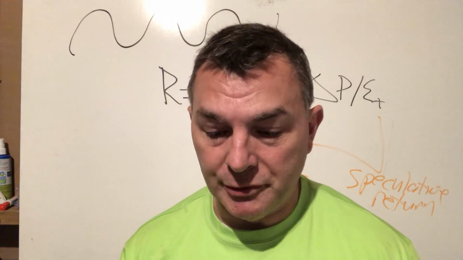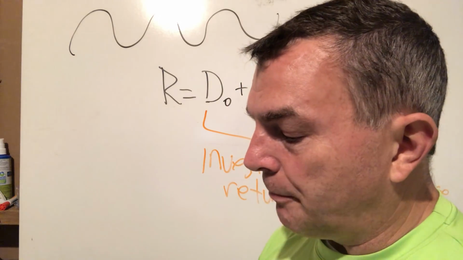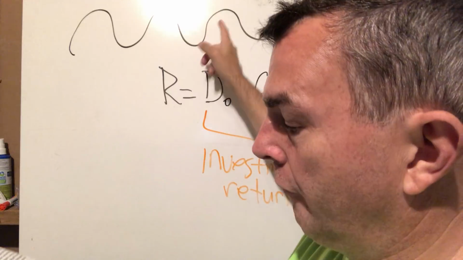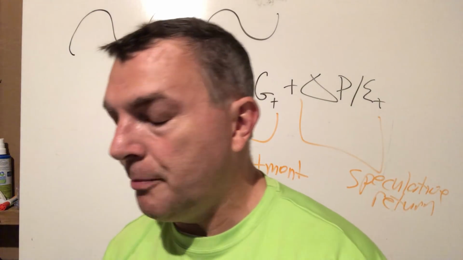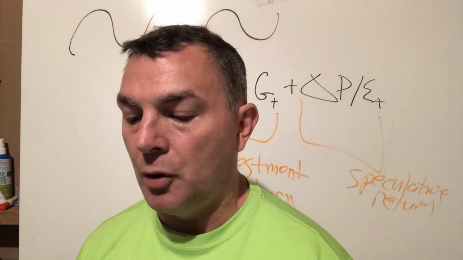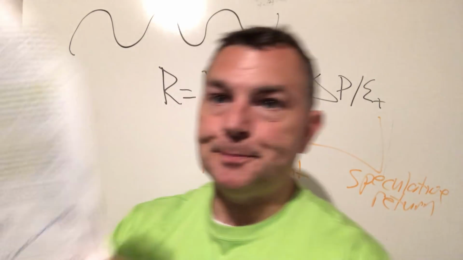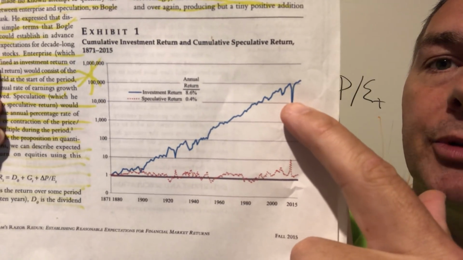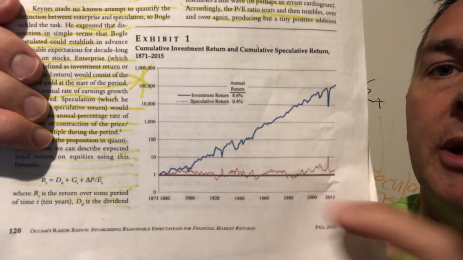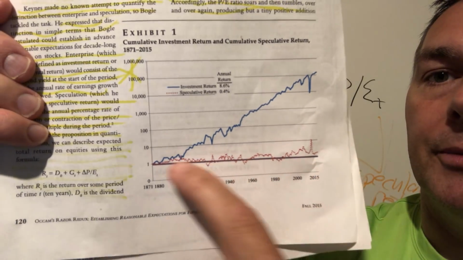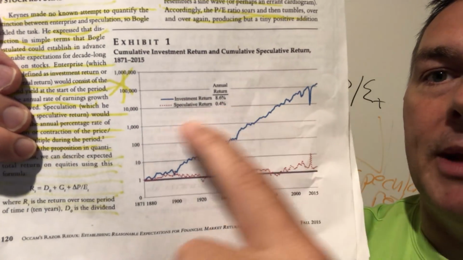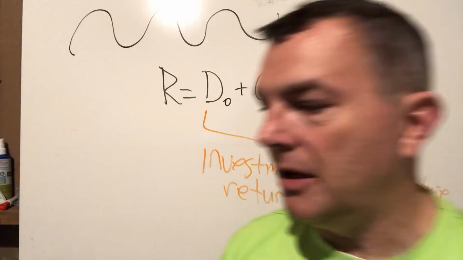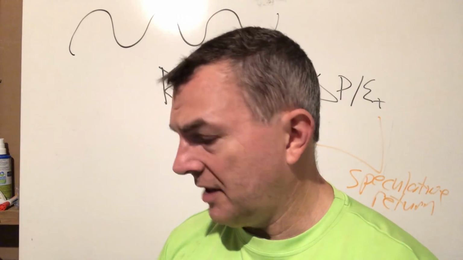And what Bogle says always reverts to the mean. Accordingly, the PE ratio soars and then tumbles over and over again, producing but a tiny positive addition to stock returns on balance over the century. And I'm going to show you here. See this? The blue is the investment returns. We see we had some negative investment returns there because we got earnings getting crushed. And here is the speculative returns. All right, so we got exponential growth in investment returns and basically a reversion to the mean, just a tiny little bit over the course of since 1871.